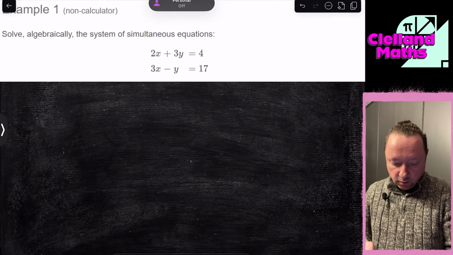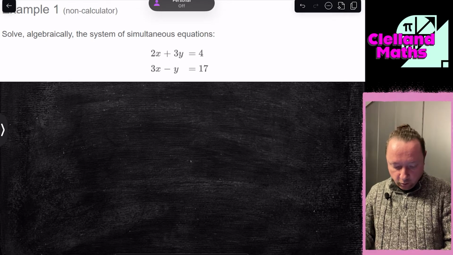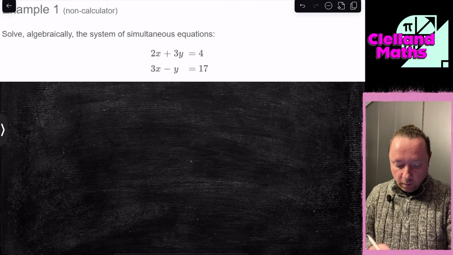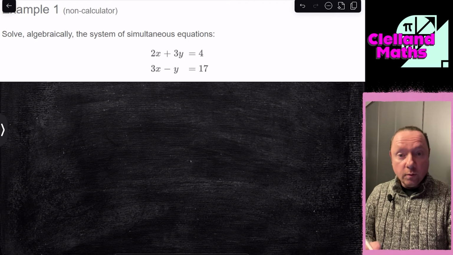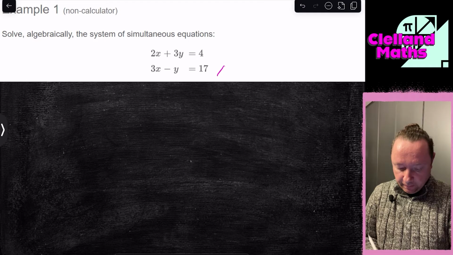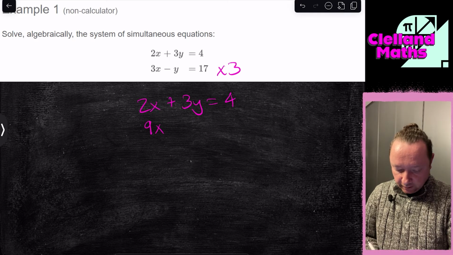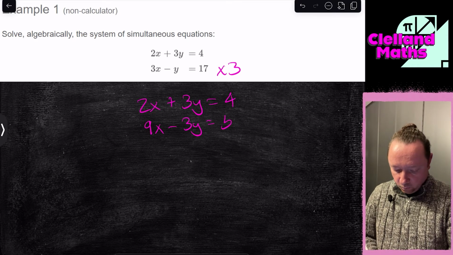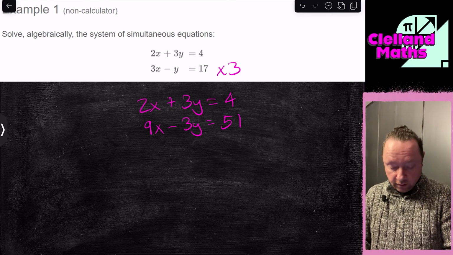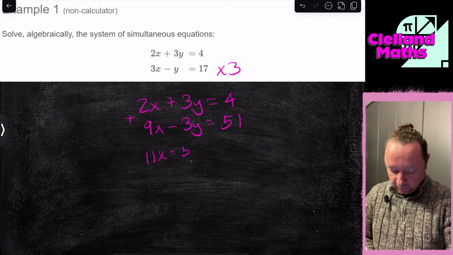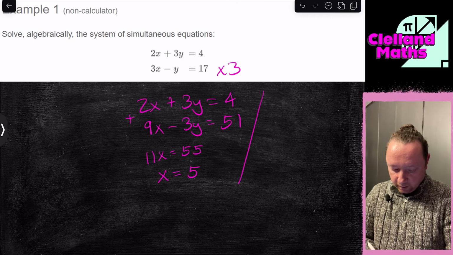Solve algebraically these systems of equations: 2x plus 3y equals 4 and 3x minus y equals 17. So I'll just make the y's the same, because the bottom one is 1y and the top is 3y. So times the bottom by 3: 2x plus 3y equals 4, and 3 3's is 9x minus 3y equals 51. I can add because the y's have different signs, plus and minus, to get 11x equals 55, and so x is 5. Now subbing in, I'll just sub it into the top.